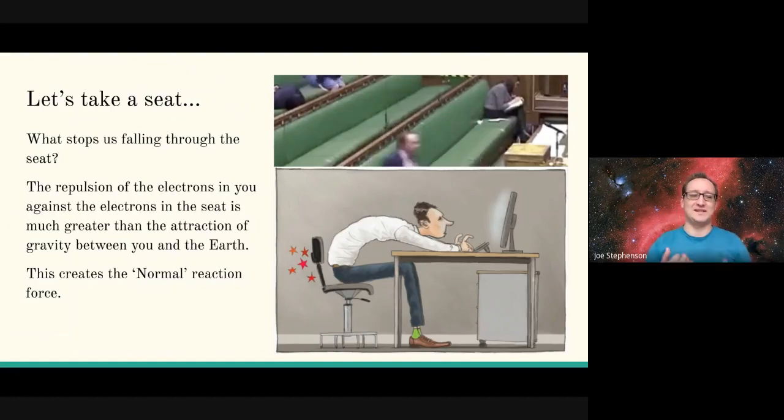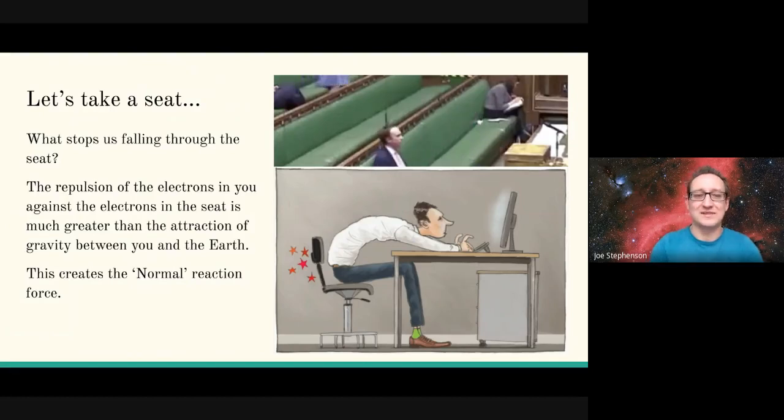I'm not talking about when a seat collapses underneath you, because that's just because maybe you're too heavy for that chair and it breaks. What I'm talking about is what stops things pushing through. When you put something on a table, like a cup on a table, what stops it falling through the table? The key here is it's all about atoms.